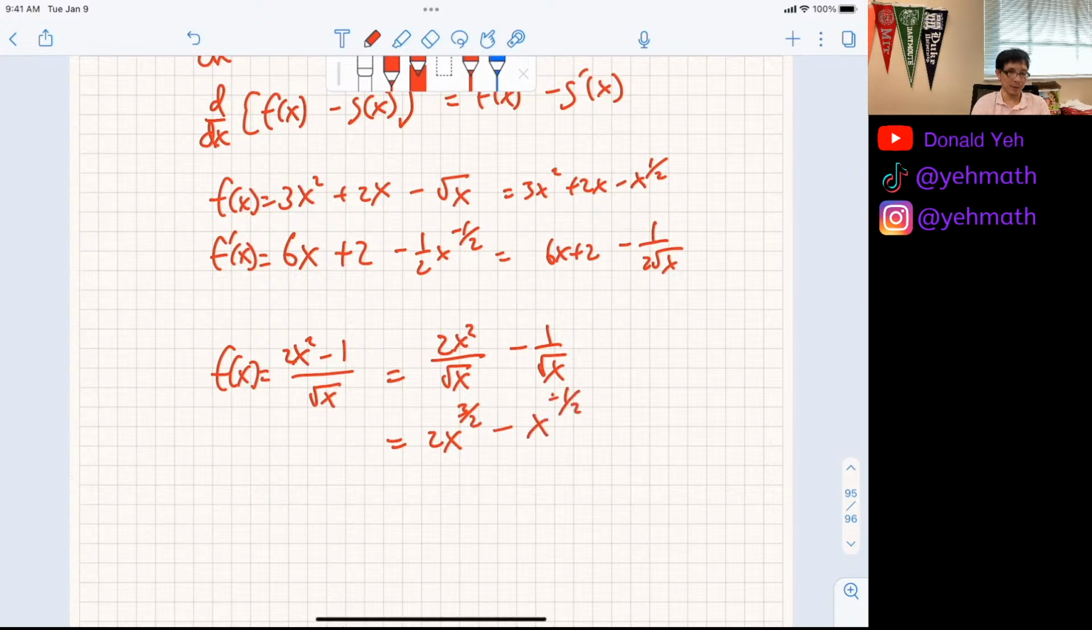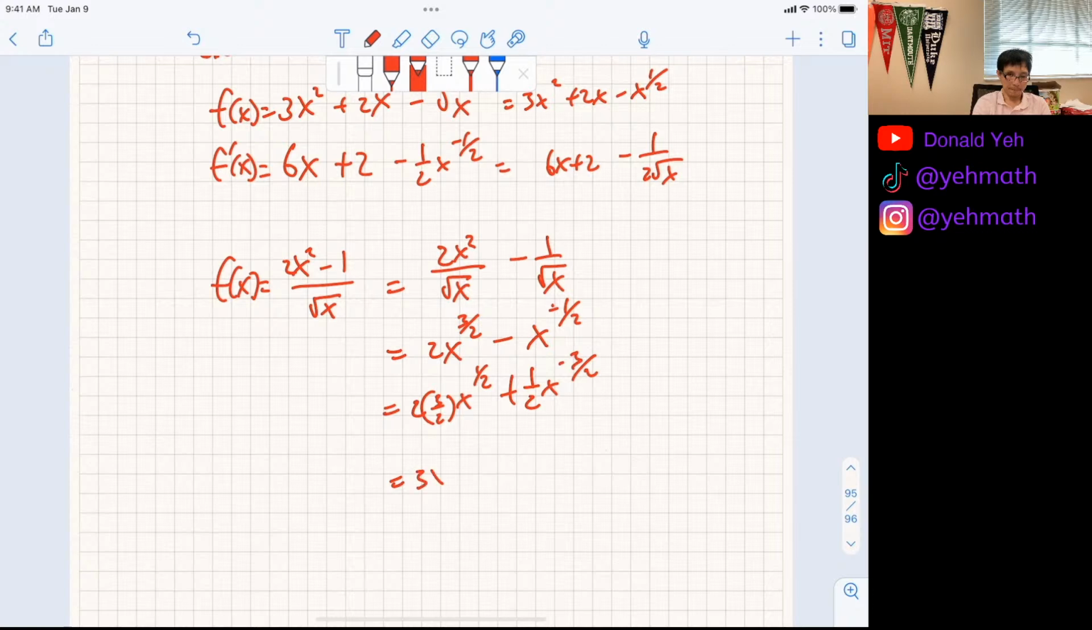Why is it negative 1/2? Because the denominator makes it so. So it'd be 2 times 3 over 2 x to the 1/2 plus 1/2 x to the negative 3 over 2. How do we get to the second step? That's x squared over root x. He converted the square root in the bottom to a negative 1/2.